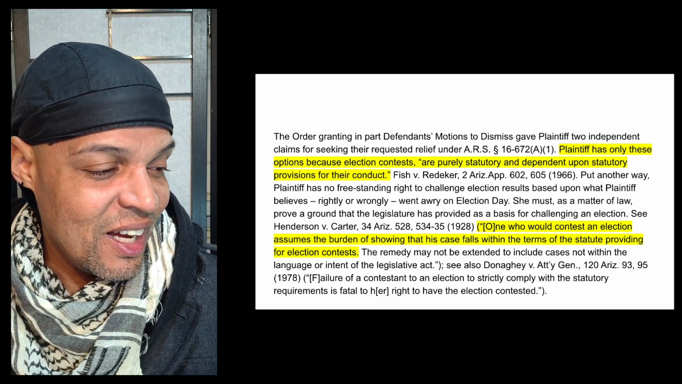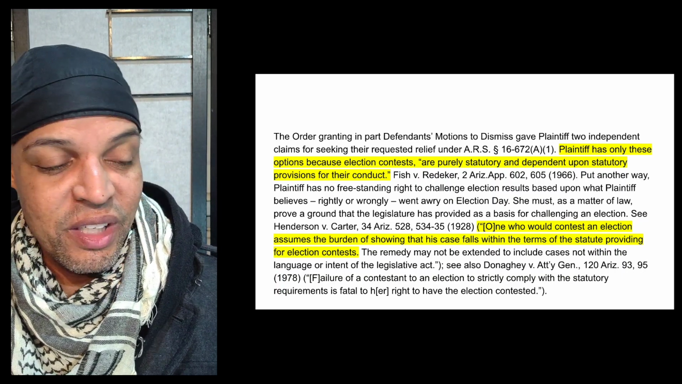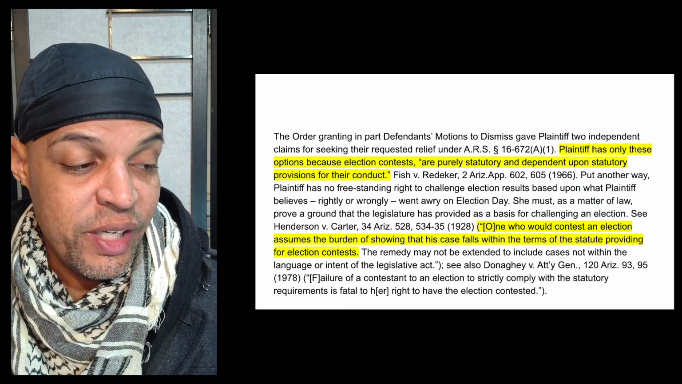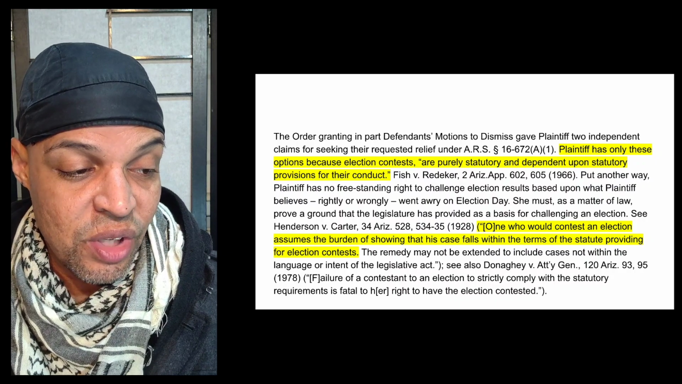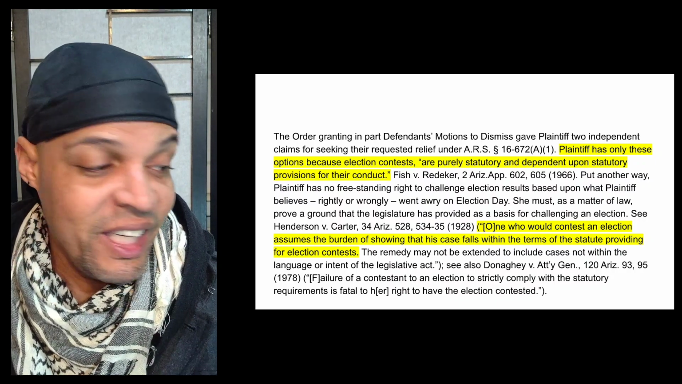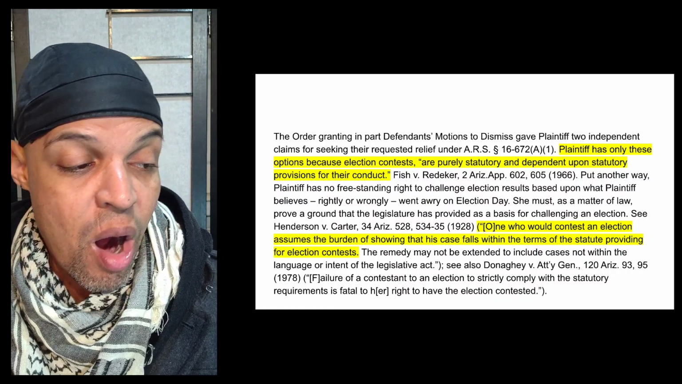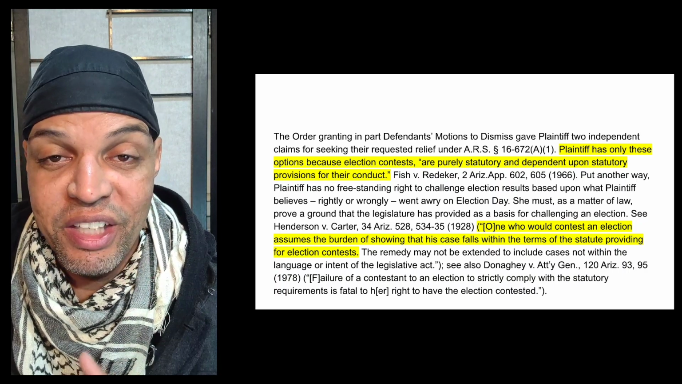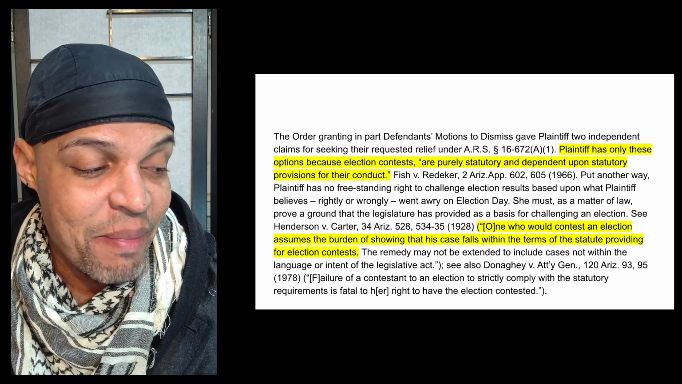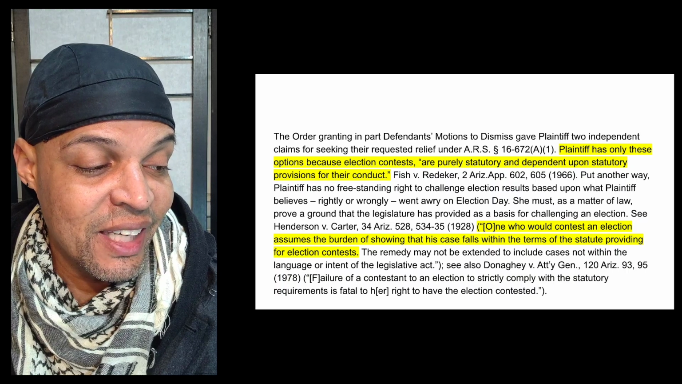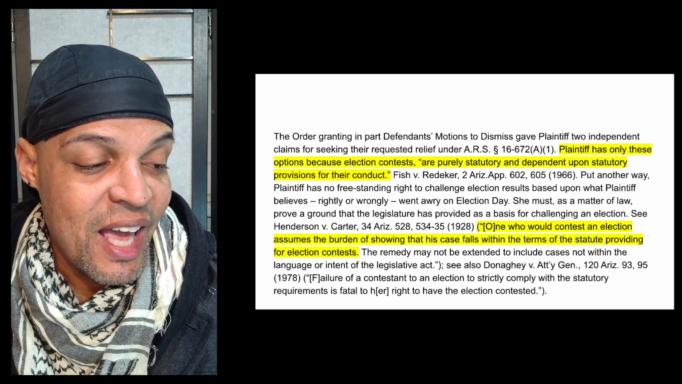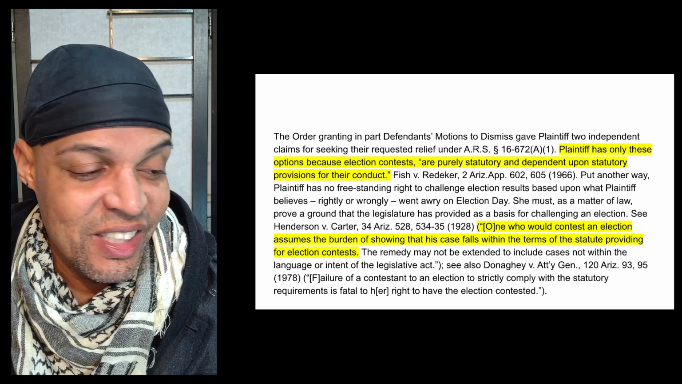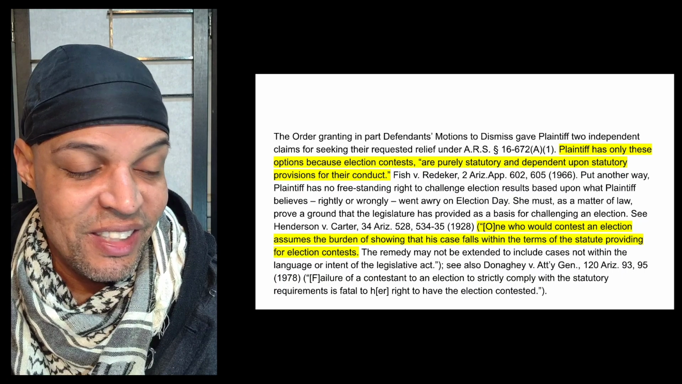All right, let's just go down to the other highlight. No, let's just read it, okay? "Put another way, plaintiff has no freestanding right to challenge election results based upon what plaintiff believes, rightly or wrongly, went awry on election day. She, meaning the woman named Kari Lake, must, as a matter of law, prove a ground that the legislature has provided as a basis for challenging an election." Okay? And then it says Henderson has got a case, 1928. Then check out this highlight.